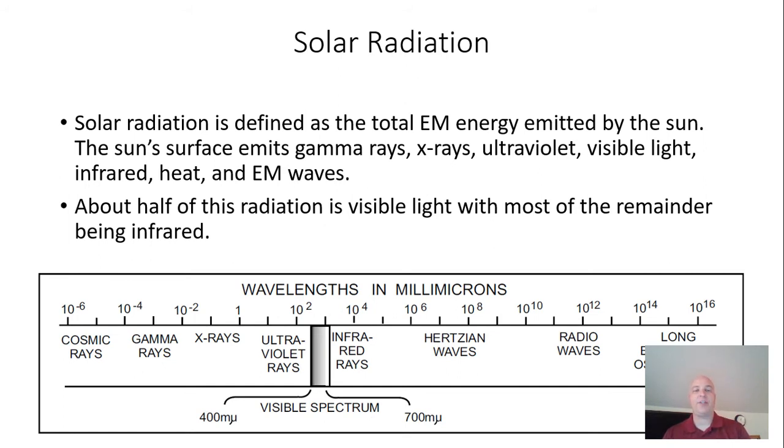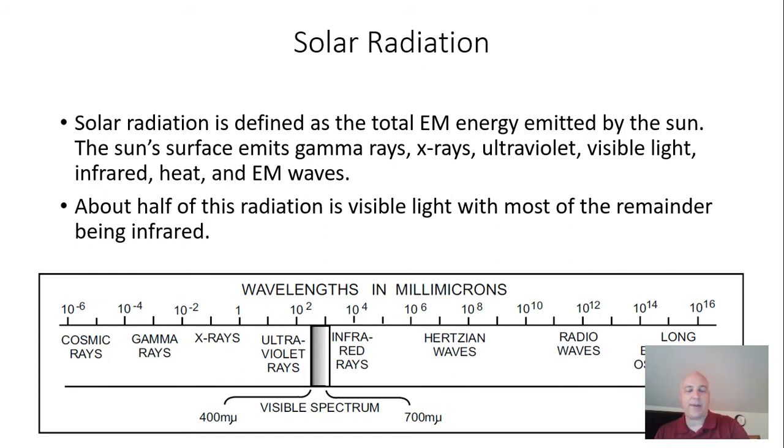Now, about half of this radiation is visible light from the sun, with most of the remainder being infrared. Take a look at the bottom diagram here. I'm showing you the wavelengths in millimicrons, and you'll see the various types of energy and the different wavelengths they exist at. Radio waves on the right, for example, they propagate with longer wavelengths. Infrared rays, that infrared energy is kind of like in the middle of the spectrum.